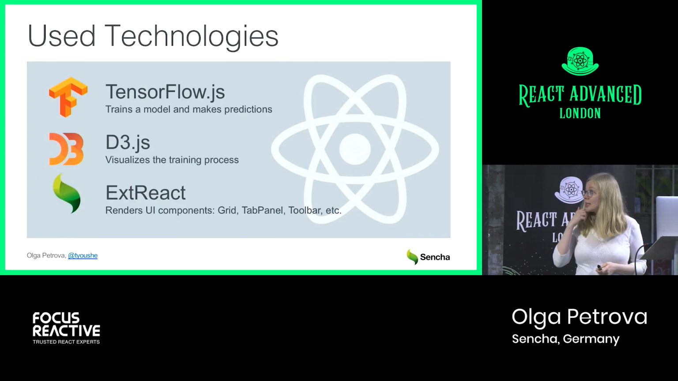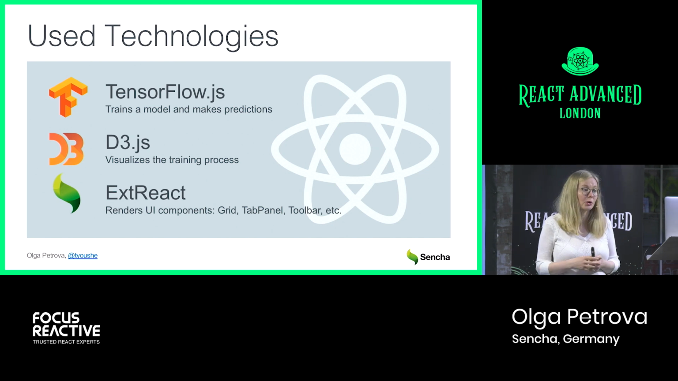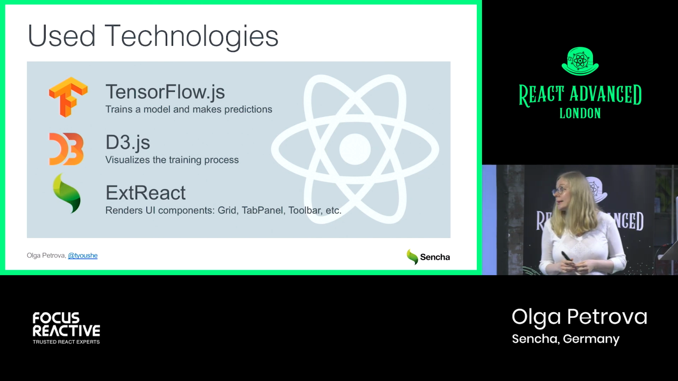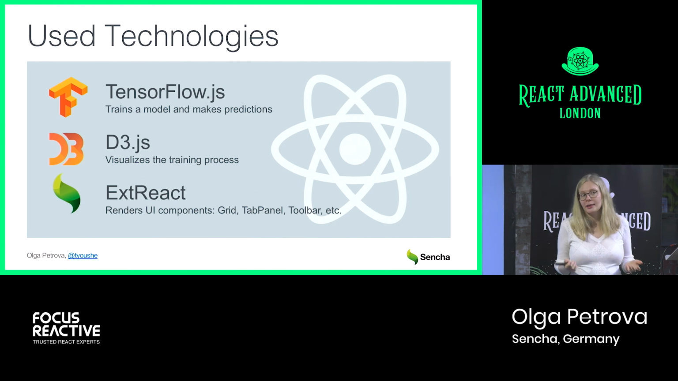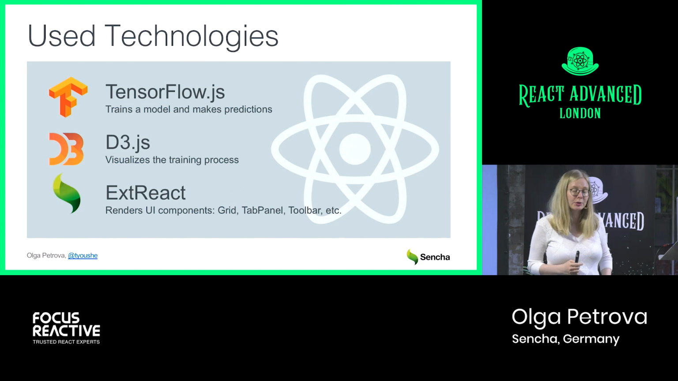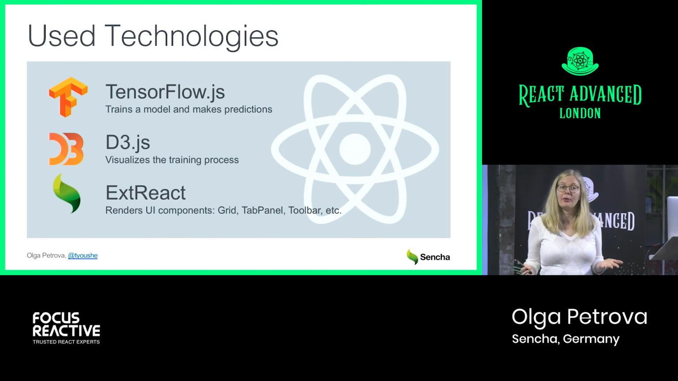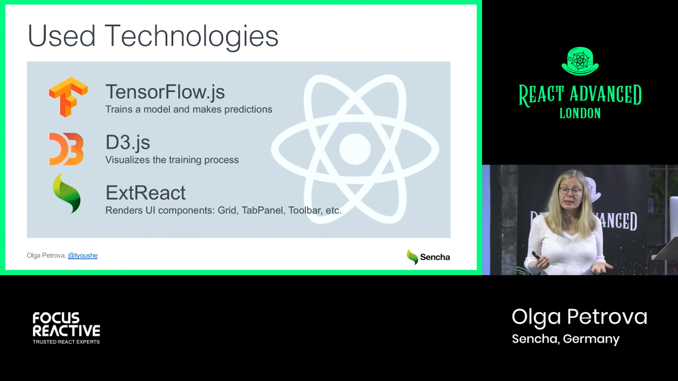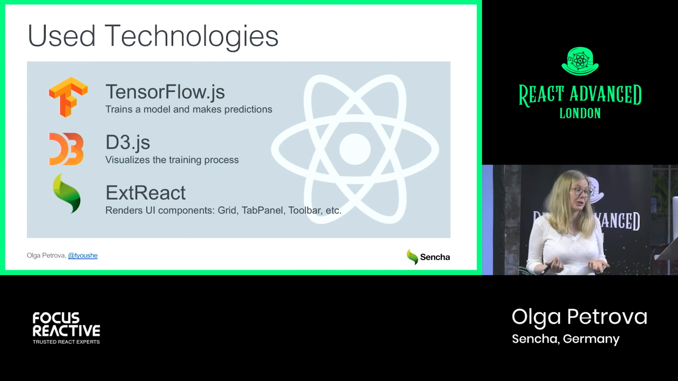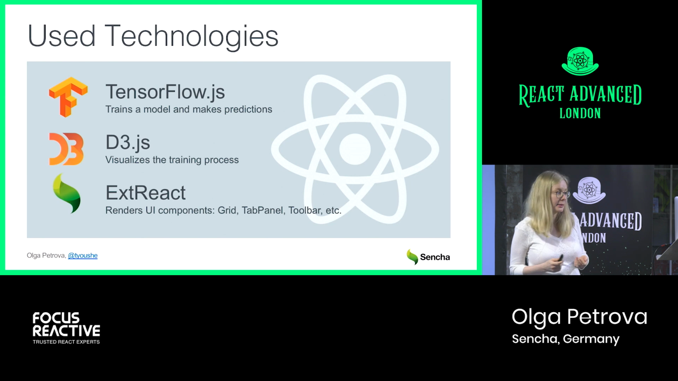So, what technologies did I use? I used TensorFlow.js, obviously, to build and train my model and make predictions. And I used D3.js. It's a kind of standard tool to visualize data right now. And I used a React UI library called XReact, that includes several predefined UI components that you can use in your application. So for my use case, I used grid, tab panels, toolbars, and form fields.